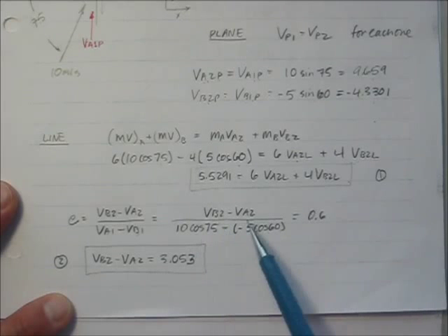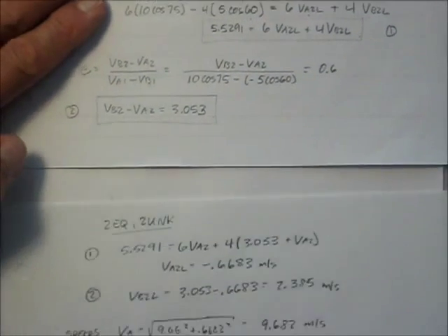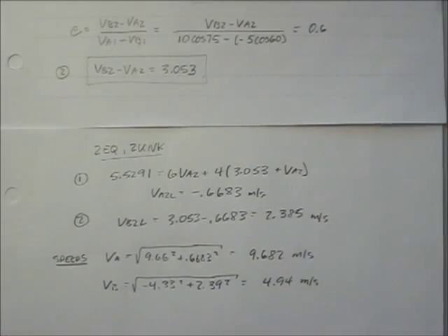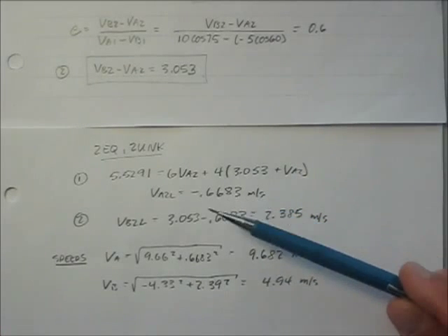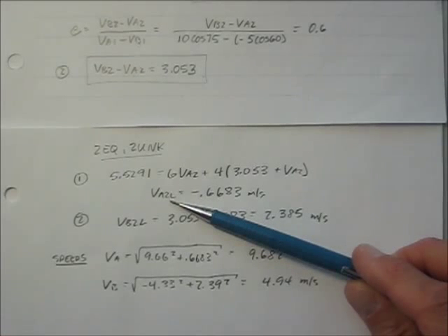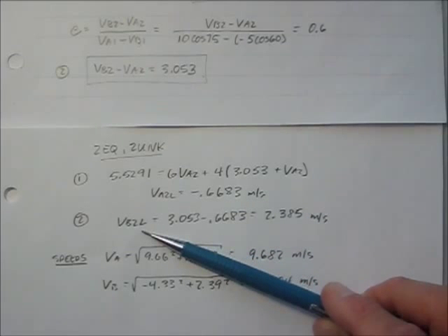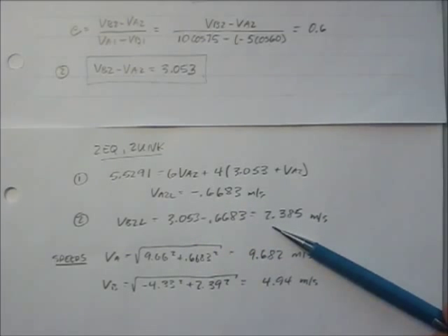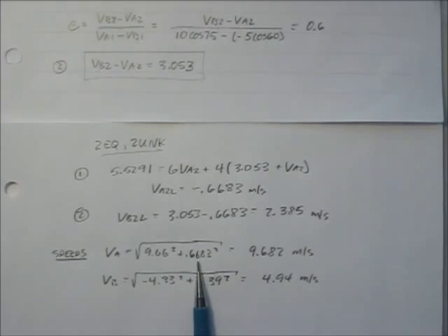All right, when we do that, we can set up this equation as another equation with two unknowns, and we just do a little bit of algebra, and we can solve this two equations, two unknowns situation, and find out that VA line 2, the velocity in the line direction for particle A, is negative 6.6683. The velocity in the line direction for particle B is positive 2.385. In order to find out the speeds, we just take the square root of the sum of the squares, and we get 9.682 for particle A, and for particle B we get 4.94.